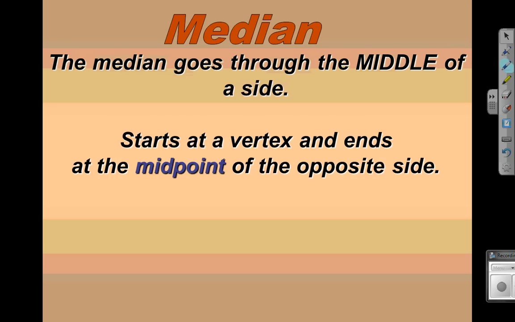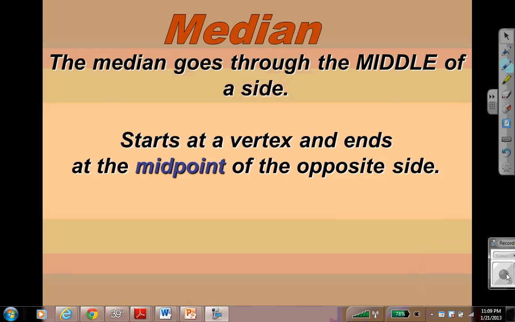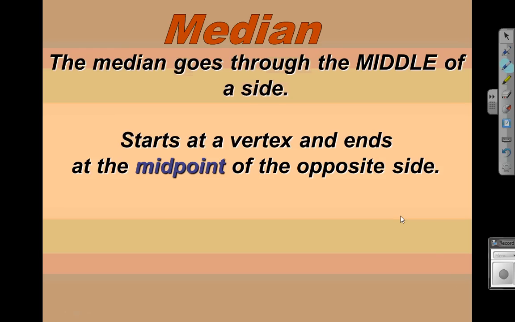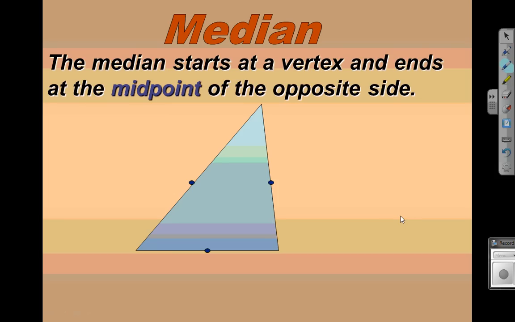Our next example is the median. The median goes through the middle of the opposite side. It starts at the vertex and it ends at the midpoint of the opposite side. There is the midpoint of this side. The median will go from the vertex through the midpoint. Here is our second side. It will go from the median to the vertex. And the third side.